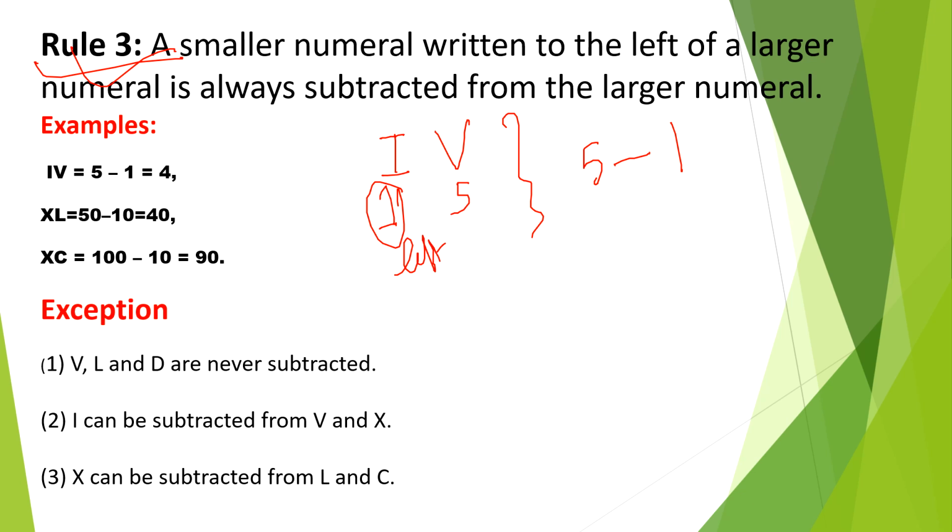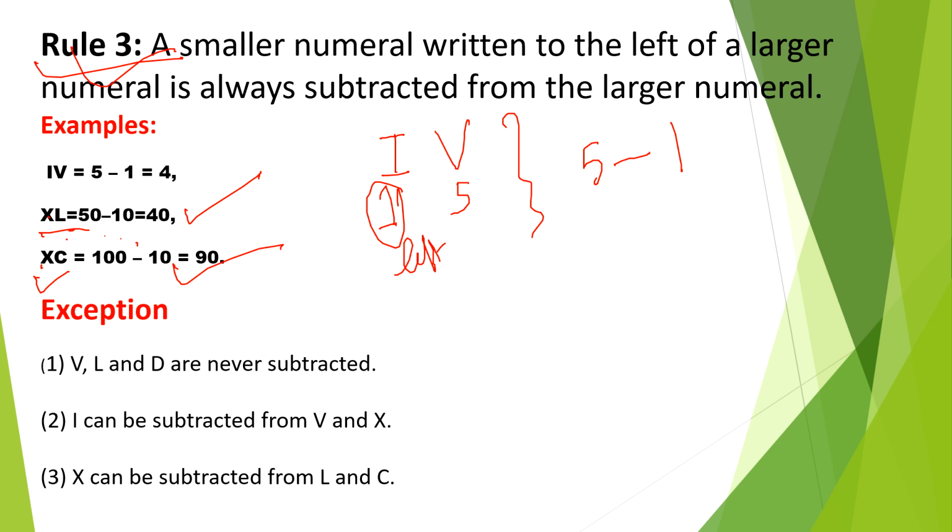You can say another example, XL, where 50 minus 10, X is 10, L is 50, you have to subtract, you get 40. And similarly XC, where C is 100, X is 10, X is to the left of C, so you are going to subtract.